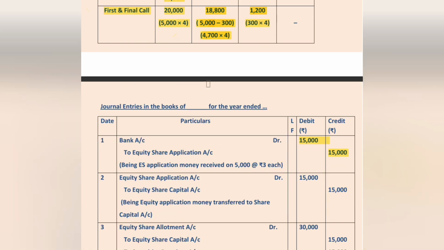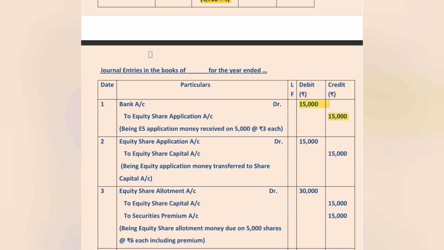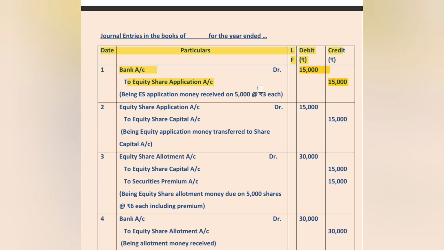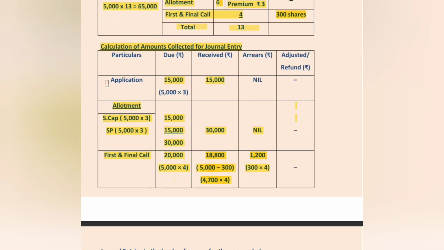So based on that, we have to prepare different varieties of journal entries. That is, journal entries in the books of, for the year ended. Both are not given, so that's why I have not mentioned. See, the format is date, particular, LF, debit, credit, right? First entry, amount collected by bank from the shareholders, right? So bank account debit to equity share application account 15,000, 15,000. Here they have collected the amount from application, 15,000, 15,000.